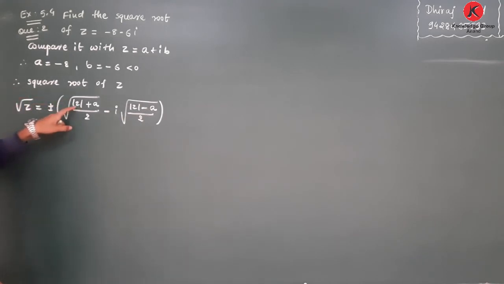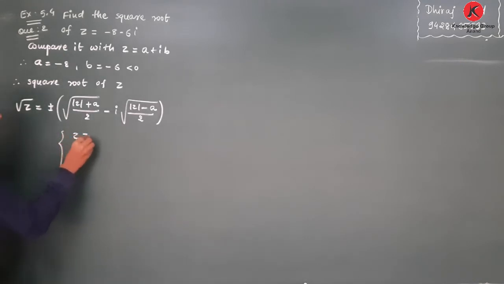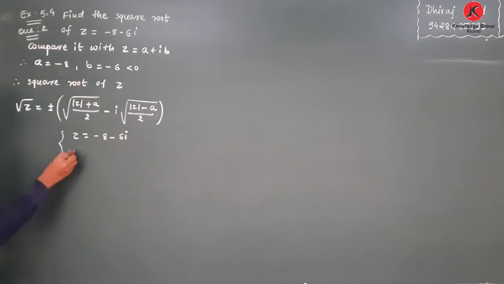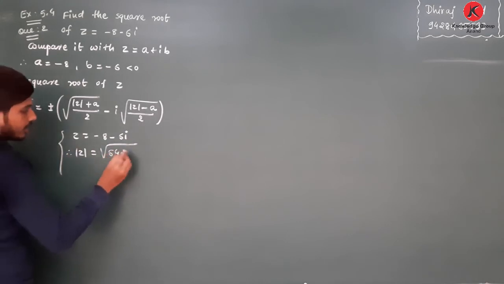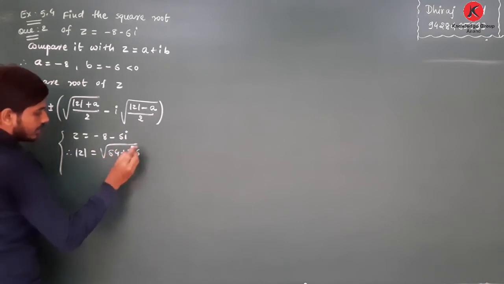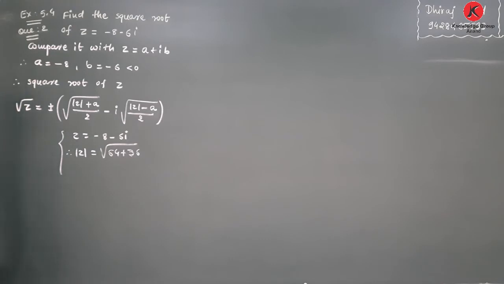Now find the value of modulus of z. Here z = -8 - 6i. Therefore modulus of z equals under root of (-8) square 64 plus (-6) square 36. 64 plus 36 is 100. Therefore modulus of z is under root of 100, which is 10.